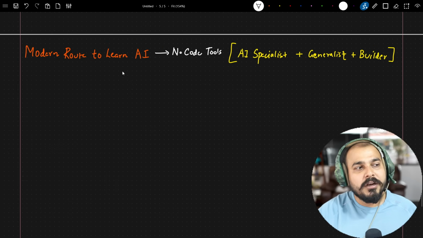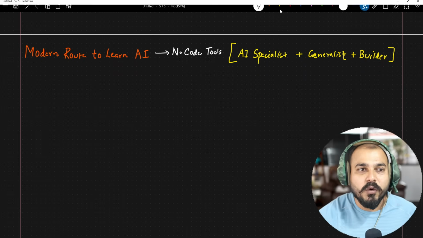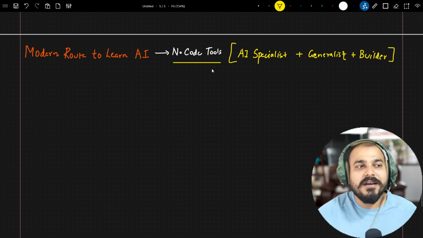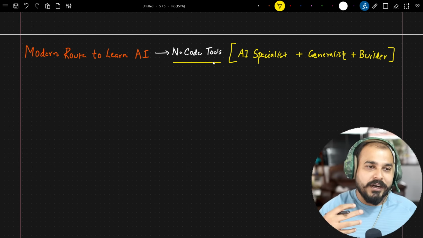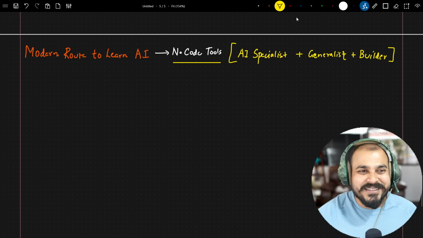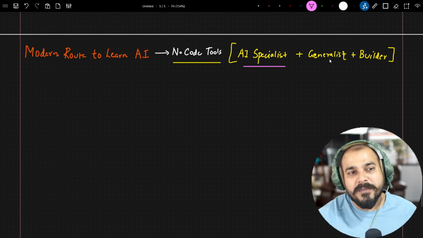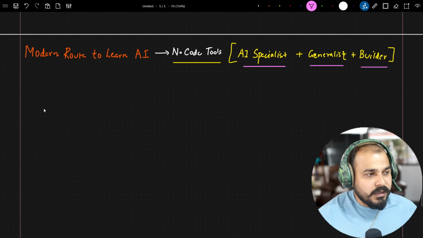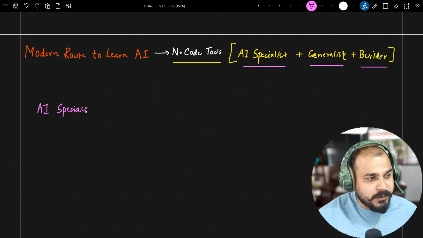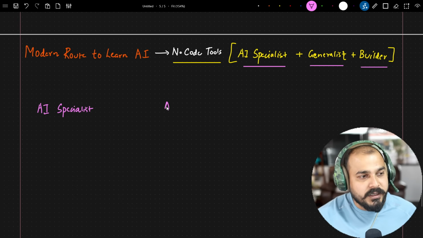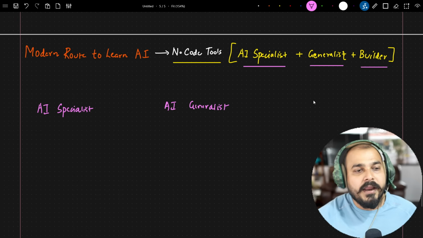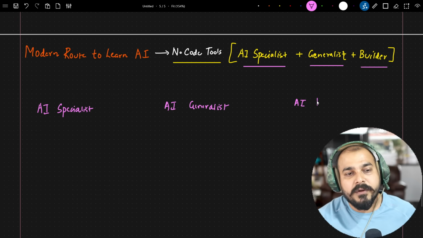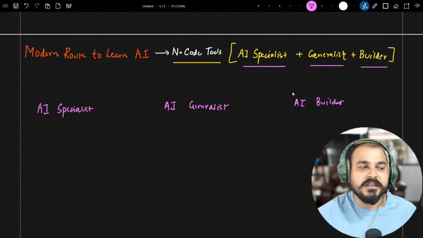So the course name is Modern Route to Learn AI, specifically using no code tools. We definitely have one more route where we can also use coding tools. But now, these three trending roles are probably coming up, right? AI specialist, AI generalist, and AI builder. We will just take a brief idea about these three roles.